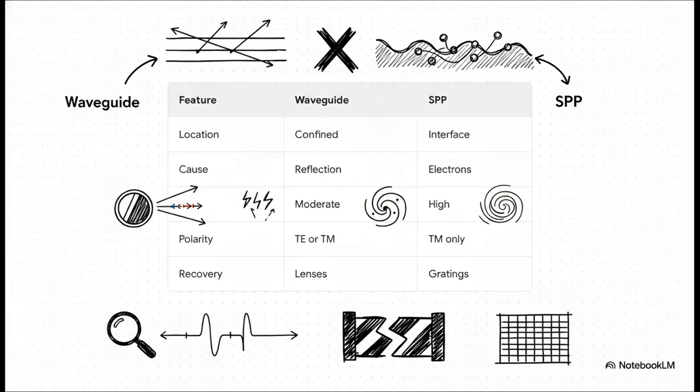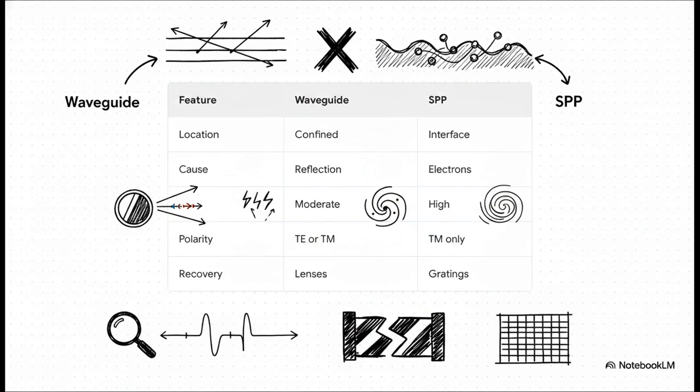First, we have to isolate the SPP from other suspects, specifically ordinary waveguide modes. This diagnostic matrix breaks it down perfectly. See, waveguiding is caused by total internal reflection within the high-index organic or glass layers. But SPP loss? That's caused by coupling directly to the metal electrons. Waveguiding can involve TE or TM modes, but SPPs are exclusively TM polarized.